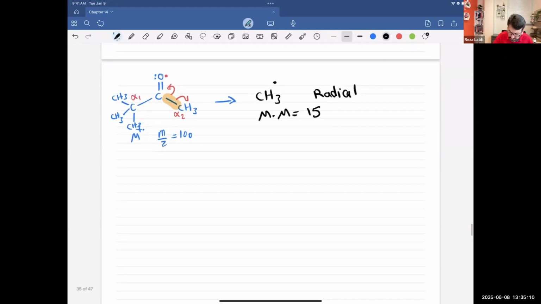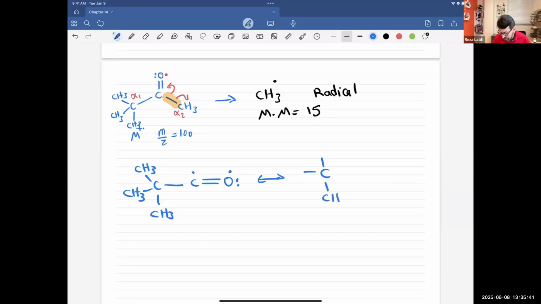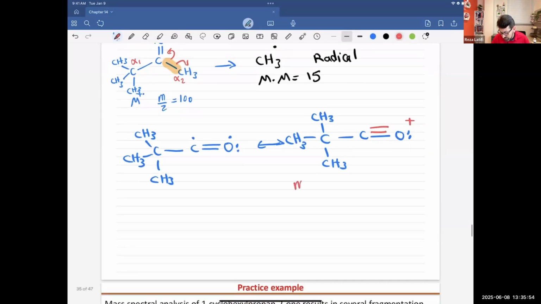The next species that I get will be the tertiary butyl group attached to the carbonyl. Forgive me. Again, at the carbonyl we have 2 radicals there. This one can do resonance, and it will give us this cation. The M over Z for this species is 85.